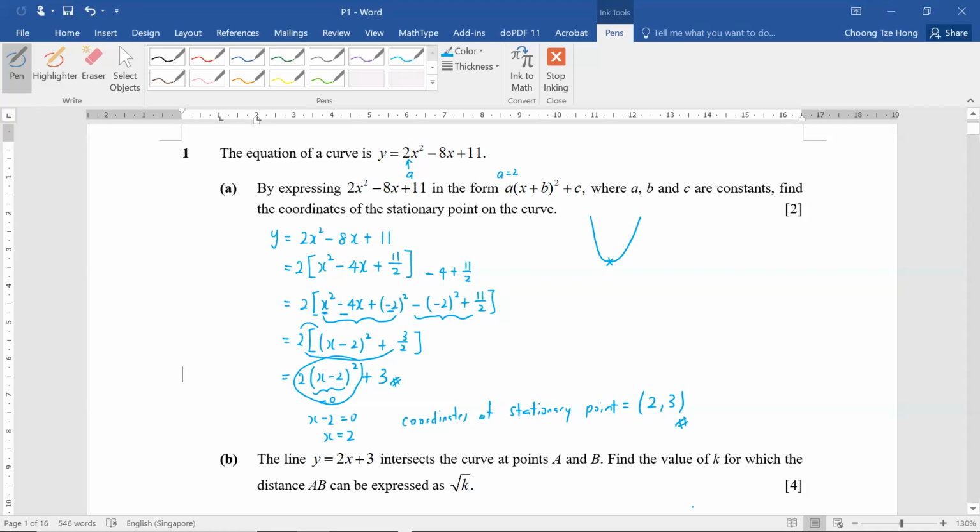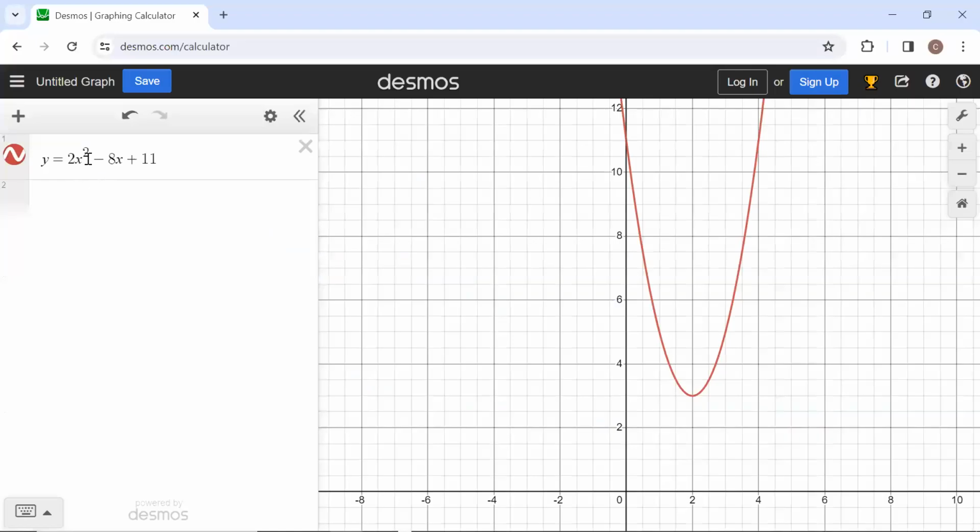Actually I've plotted it out in Desmos, so we can go over and take a look. This is the graph of 2x squared minus 8x plus 11. As you can see over here, it's a minimum point curve, and the coordinates of the minimum point are 2, 3, just as what we have obtained. Let's take a look at part B of the question.